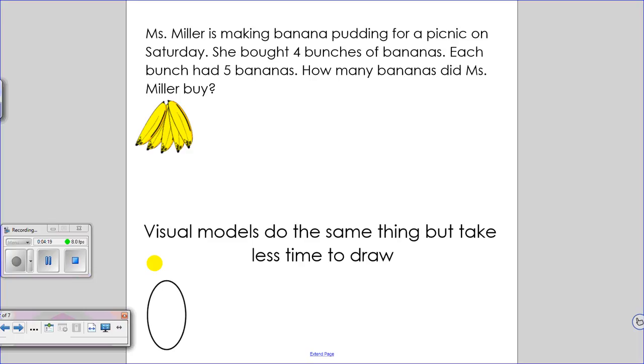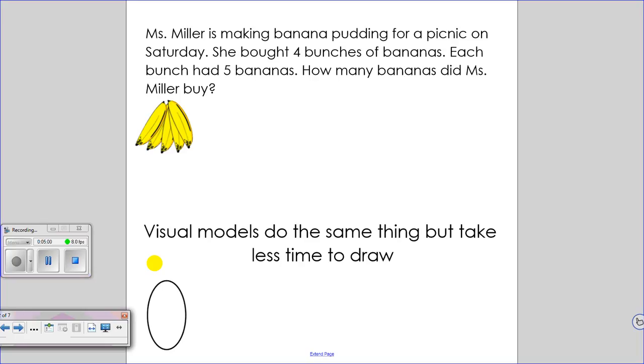Now this is a story problem. Take a look up there. What's the very first thing we need to do when solving a story problem? Very first thing. Eva, read it. We gotta know what in the world we are doing. So it says, Miss Miller is making banana pudding for a picnic on Saturday. She bought 4 bunches of bananas. Each bunch had 5 bananas. How many bananas did Miss Miller buy?